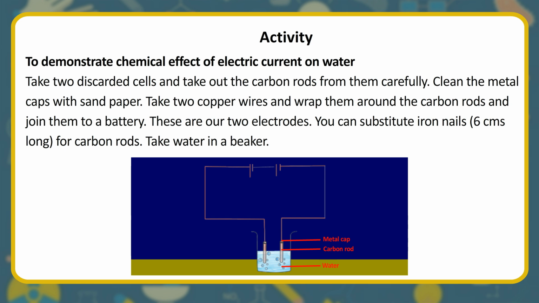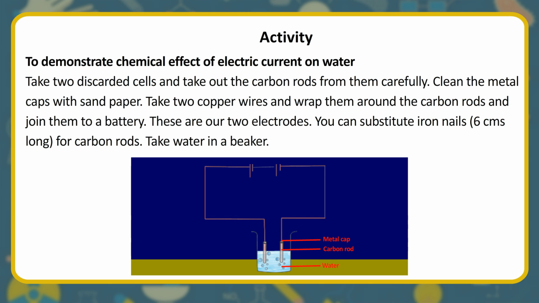Clean the metal caps with sandpaper. Take 2 copper wires and wrap them around the carbon rods and join them to a battery. These are our 2 electrodes. You can substitute iron nails, 6 cm long, for carbon rods.